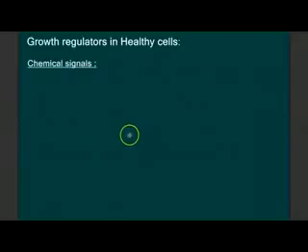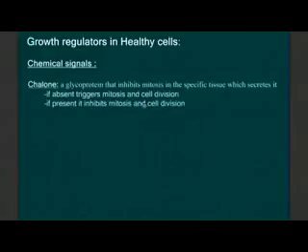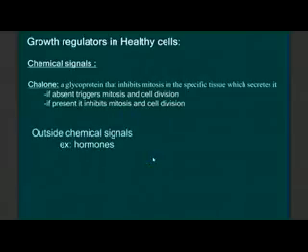Another type of growth regulator are chemical signals. And there are a lot of these chemical signals. I'm just going to highlight one briefly here, and that's a molecule called chalone. This is a glycoprotein that's produced by the cell itself, and it will inhibit mitosis in those cells. So it's a chemical that, if absent, will trigger mitosis and cell division, but if it's present, mitosis and cell division are inhibited. And there are also outside chemical signals that can stimulate growth of cells, like hormones.